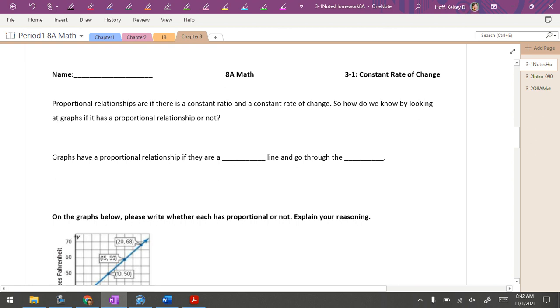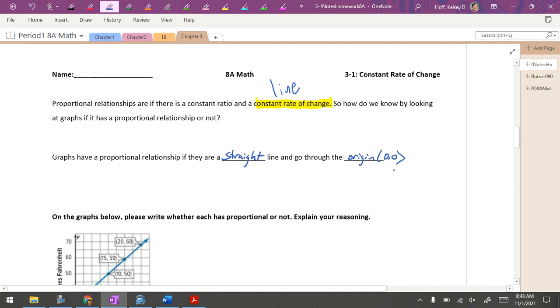Proportional. This is something you learned in 7th grade that we're going to really quickly review. Proportional relationship says there's a constant ratio and a constant rate of change. Well, we just talked about a constant rate of change means it's a line. So my question is, if we're just looking at graphs, how do I know if it's proportional or not? Graphs that are proportional are a straight line. They are a straight line, and they go through the origin, or in other words, 0, 0.